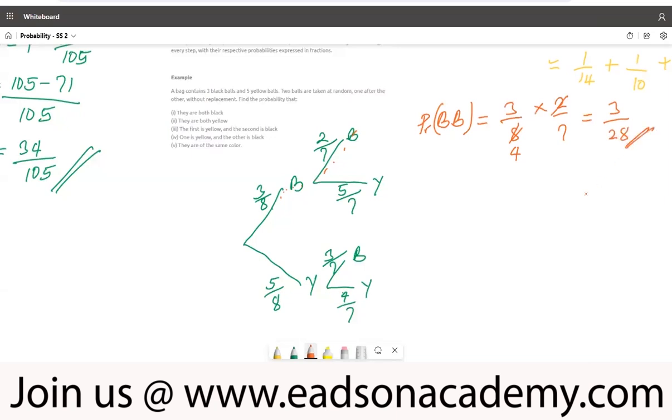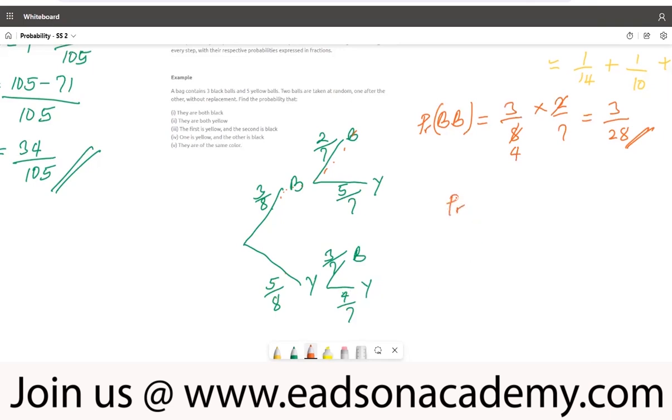So 3 over 28. Then they are both yellow. Where we have both yellow is this last arm also. Look at this. We trace it like this, like this. So yellow and yellow. The last arm, which is 5 over 8 and 4 over 7.